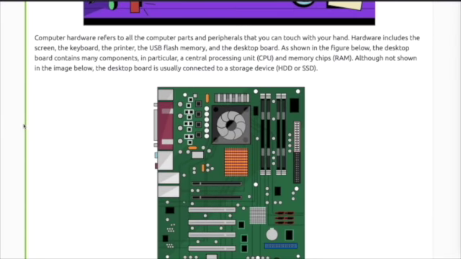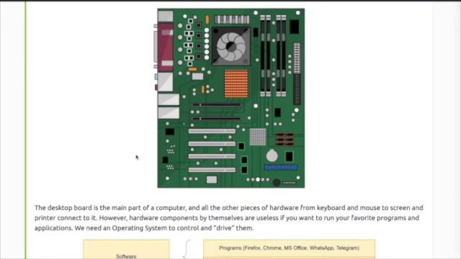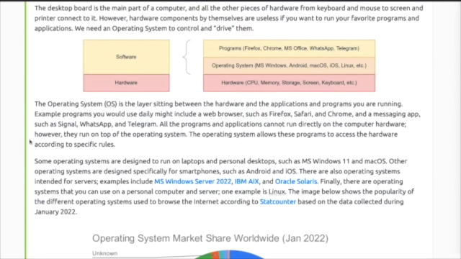Computer hardware refers to all the computer parts and peripherals that you can touch with your hand. Hardware includes the screen, keyboard, printer, USB flash, and desktop board. As shown in the figure below, the desktop board contains many components, in particular a central processing unit and memory chips, RAM. The desktop board is the main part of a computer, and all the other pieces of hardware, from keyboard and mouse to screen and printer, connect to it.